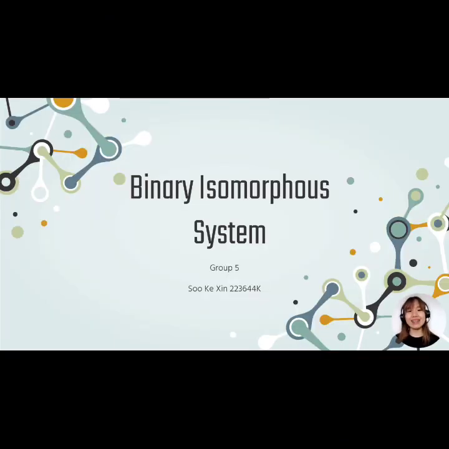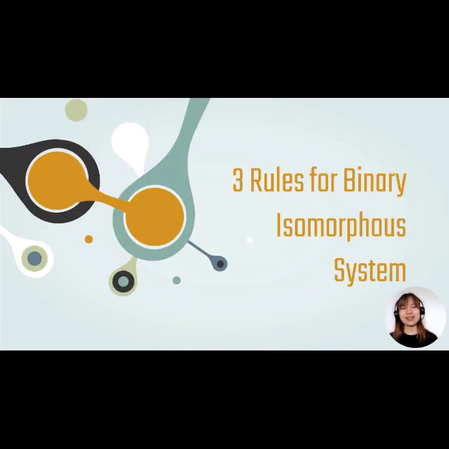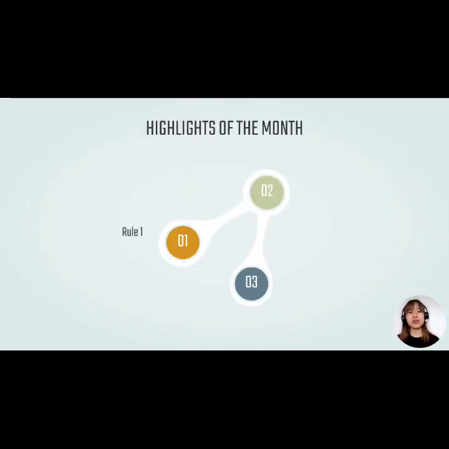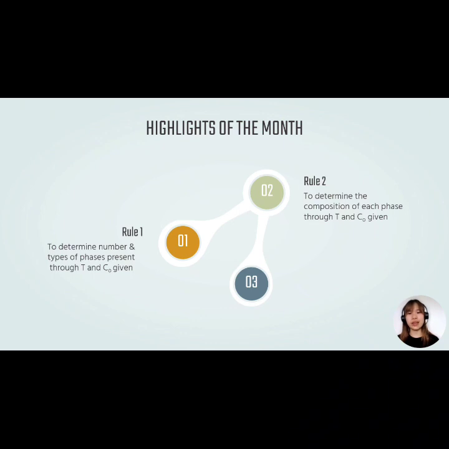Hi, and now I would like to talk about the binary isomorphous system. There are three rules for the binary isomorphous system. In the first rule, we can determine the number and types of phases present through the temperature and composition given. For rule 2, we can determine the composition of each phase through the temperature and composition given. And for rule 3, we are able to determine the relative fraction through the temperature and composition given.